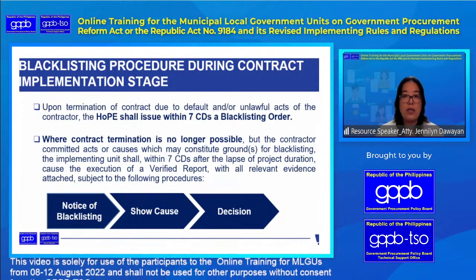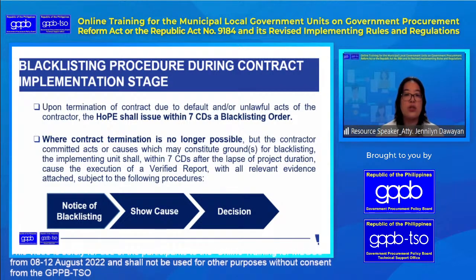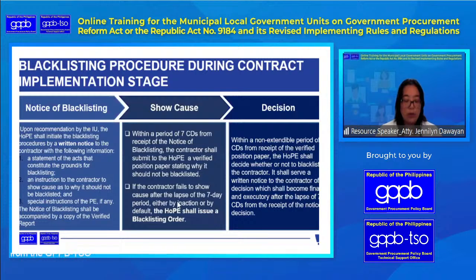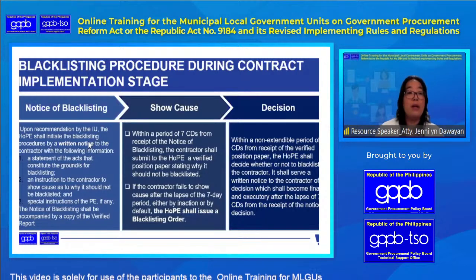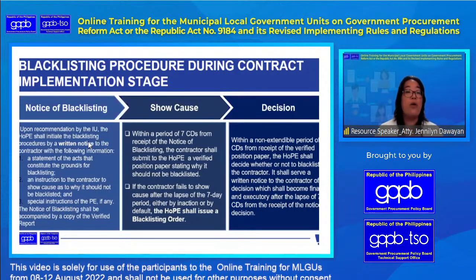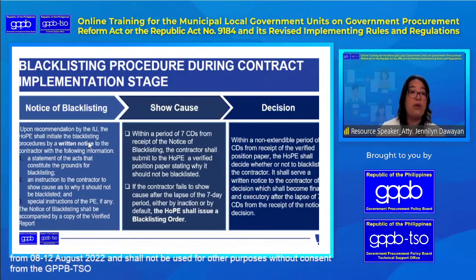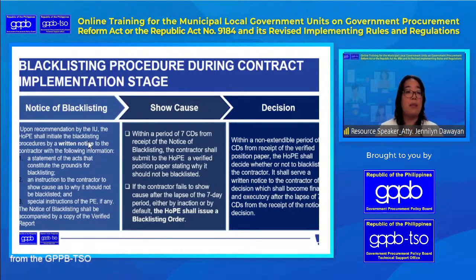Notice of blacklisting, show cause, and decision. So, what happens in between these processes? So when the agency issues the notice of blacklisting upon recommendation by the implementing unit, kasi si HOPE naman magla-blacklist siya based on the initiation of action by the implementing unit, kasi sila naman ho yung nag-i-implement ng project.